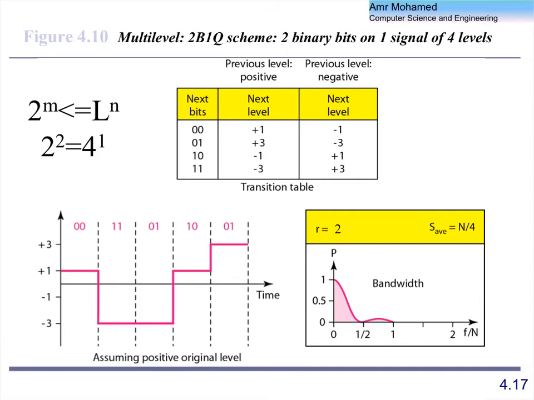Bismillah ar-Rahman ar-Rahim. So we started talking this chapter about line coding schemes. We talked about categories of line coding schemes. We talked about unipolar schemes like non-return to zero, and then we talked about polar schemes, also non-return to zero, and also the biphase and so on.